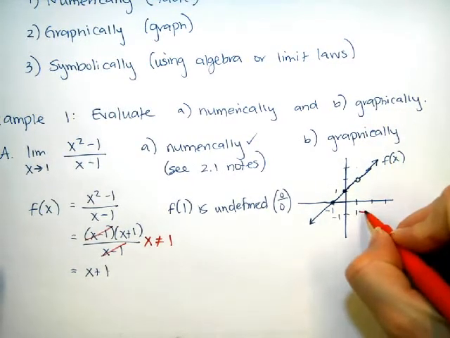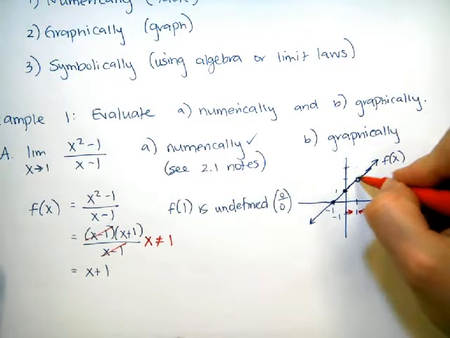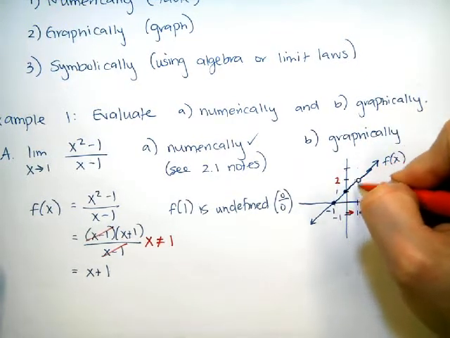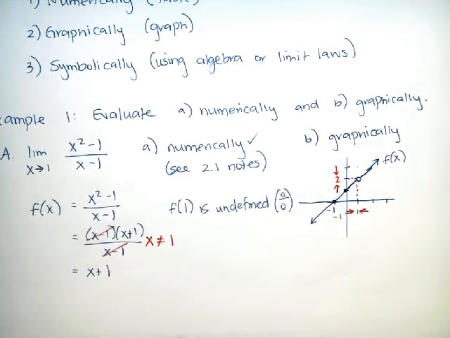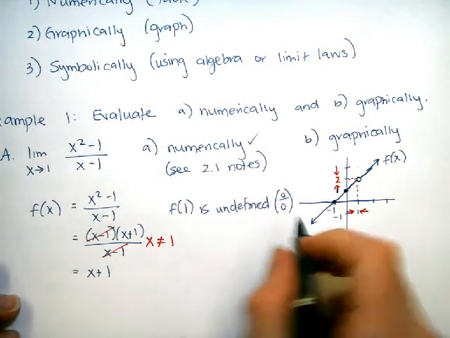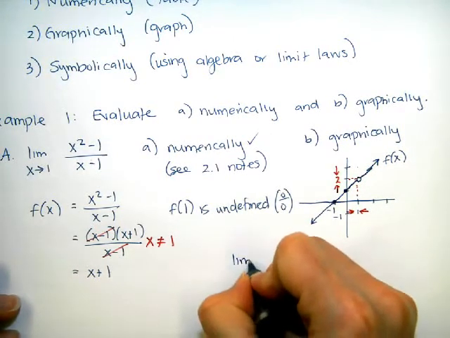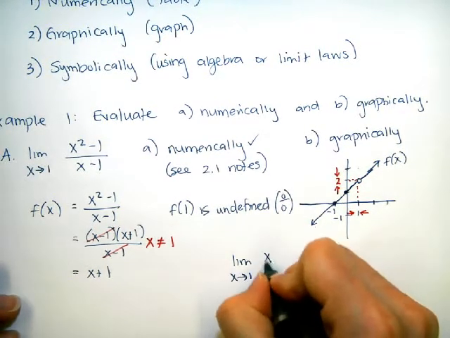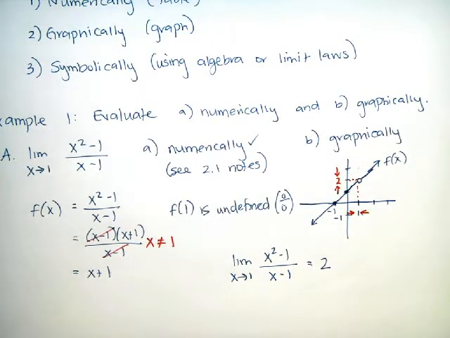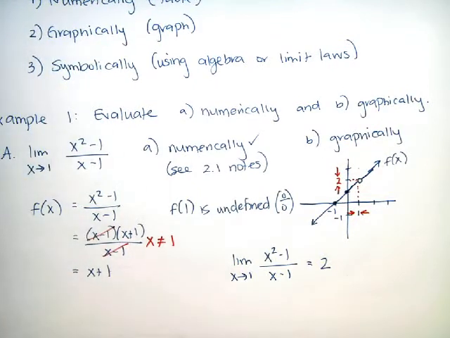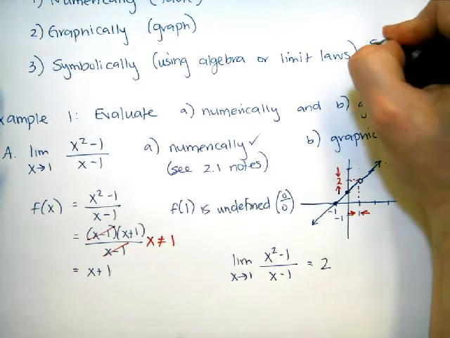But the idea here is that as x approaches 1, it seems like the y value is approaching 2. So we can go ahead and say we've investigated this both numerically and graphically. We can say that the limit is 2. We're not going to look at symbolically just yet. That's actually going to be in section 2.3.